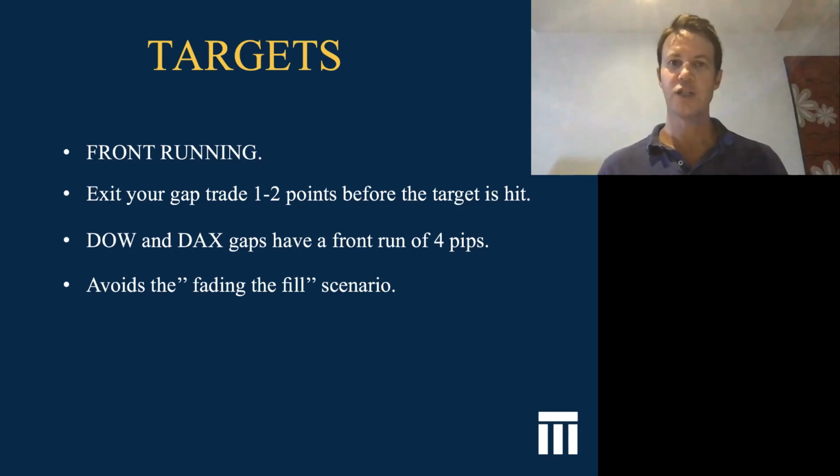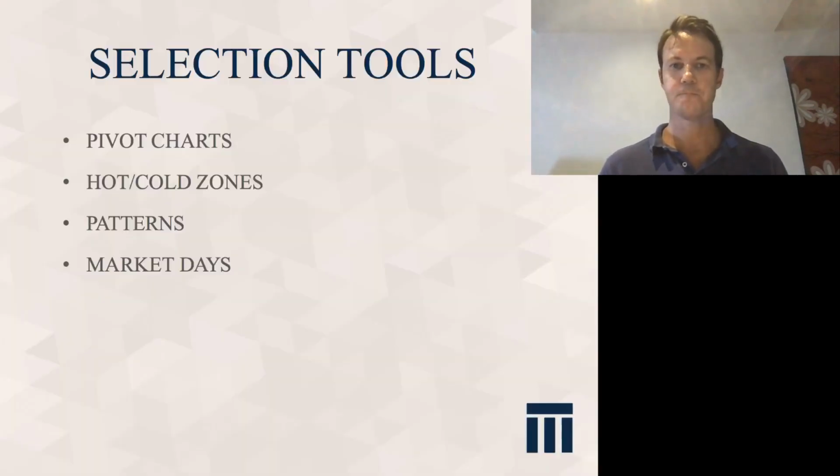For the targets, we're not going to target right on the closing gap because of the fading the fill scenario. What that means is that a lot of the time the market will come down towards the closing gap. Just say the closing gap is 6,000, it might get to 6,002 and you'll see buyers come in. So we want to be getting in around 2 points before the target, and for the Dow and the DAX, which are bigger indexes, we want to be getting out 4 points before the target.